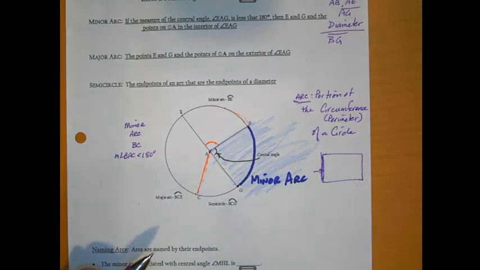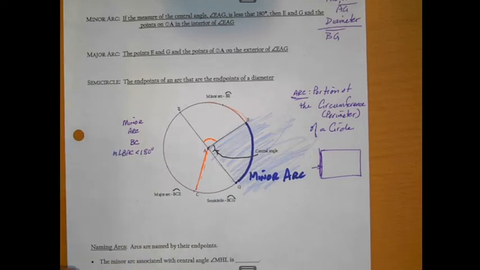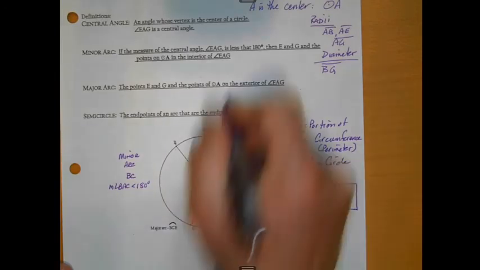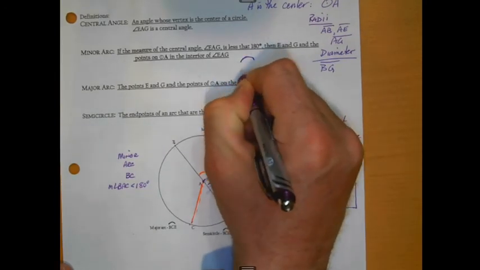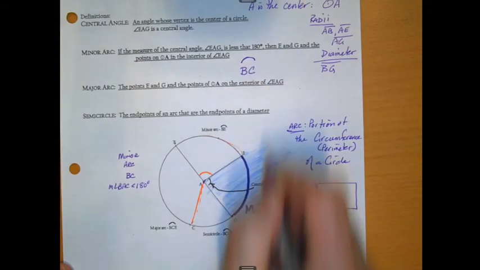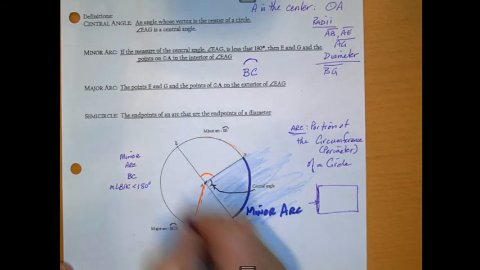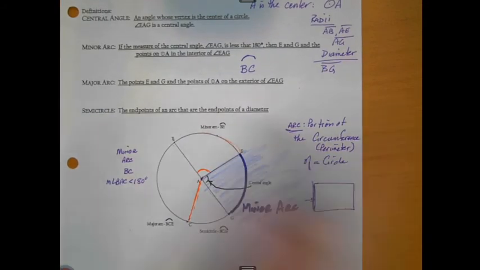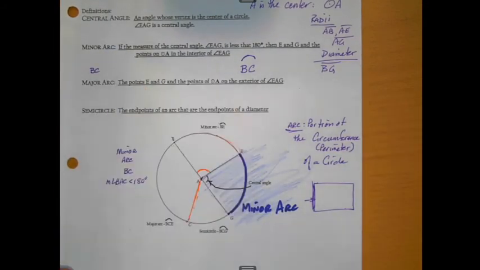Okay? Now, how we write arcs is, if you notice that little handwritten kind of arch over top of it, that is the symbol. So it's going to be an arch. You're going to name the 2 points that are on the circle inside the interior of that angle. So for example, if I had BC, we know that that's the length.